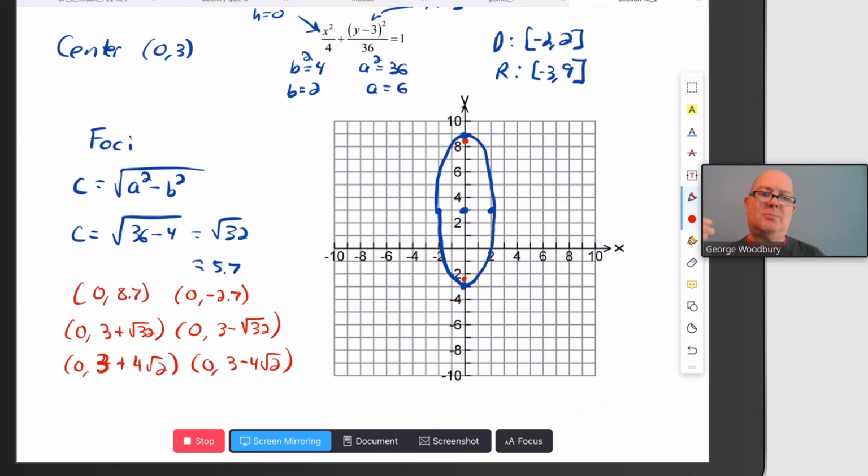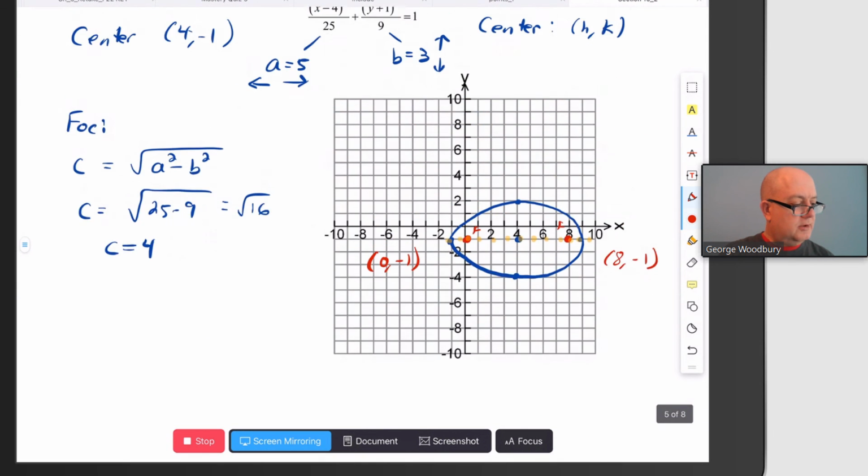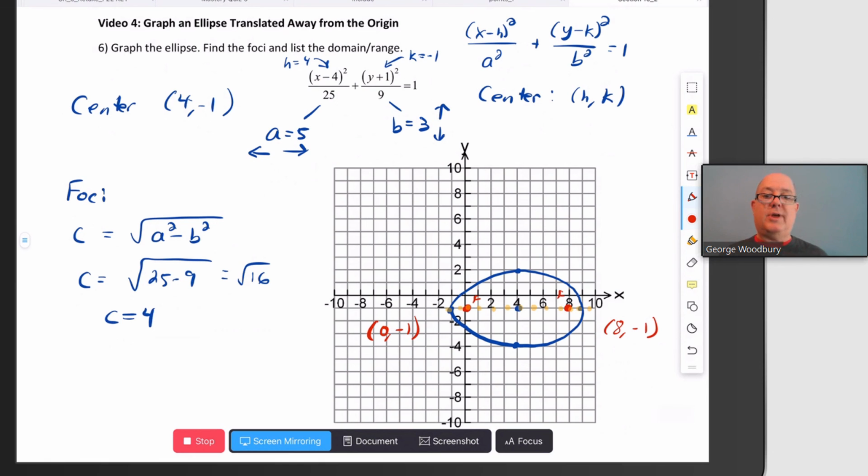Now, I did mention that in the previous example, I did not find the domain and range. So let's go back and take care of that just to be complete. The domain, we look from left to right. Here, we're looking from -1 to 9. So the domain is from -1 to +9. The range, we look from the bottom to the top. It starts at -4 and goes up to a height of 2. All right, so there's how you graph ellipses that are not centered at the origin. We translate them away from there. In the next video, we're going to talk about a concept called eccentricity.